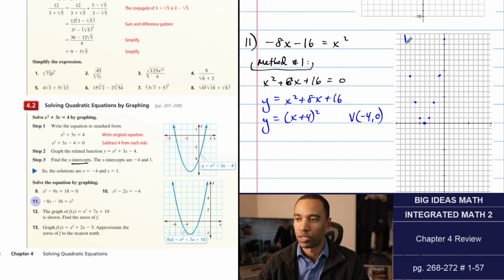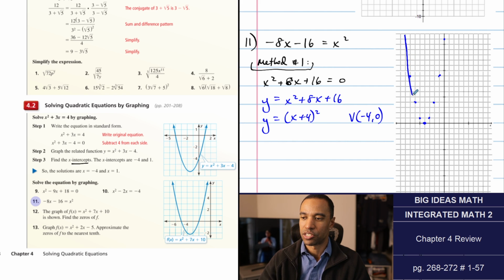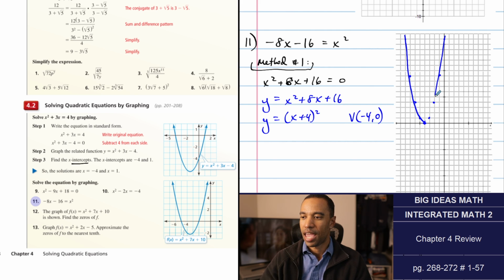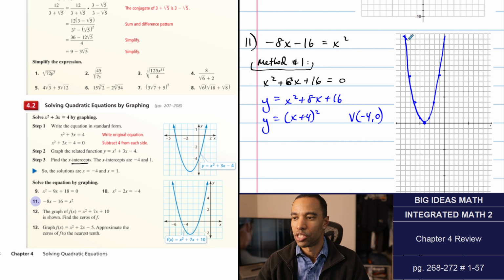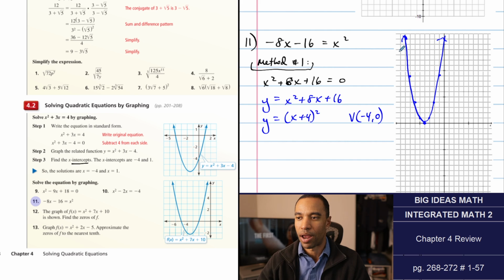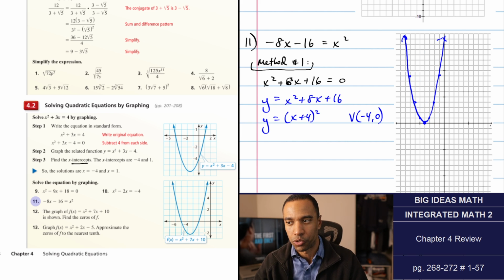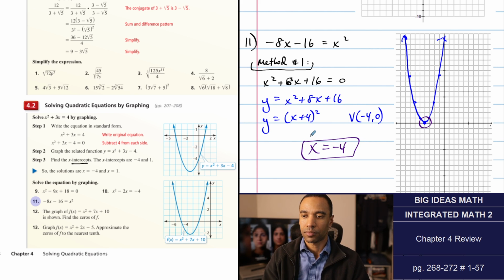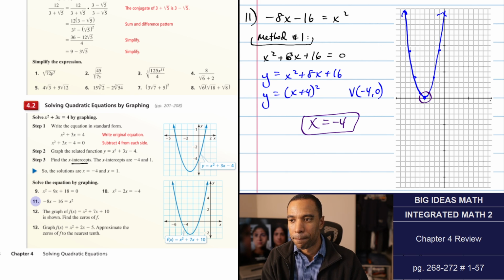We are crossing only once this time on the x-axis. This is at x equals negative 4. This is the only answer, the only solution to this quadratic. And we showed it by graphing and showing it crossing there. That's how you can have one solution, if when set equal to 0, your vertex is your only solution. X equals negative 4. That's using method number 1.